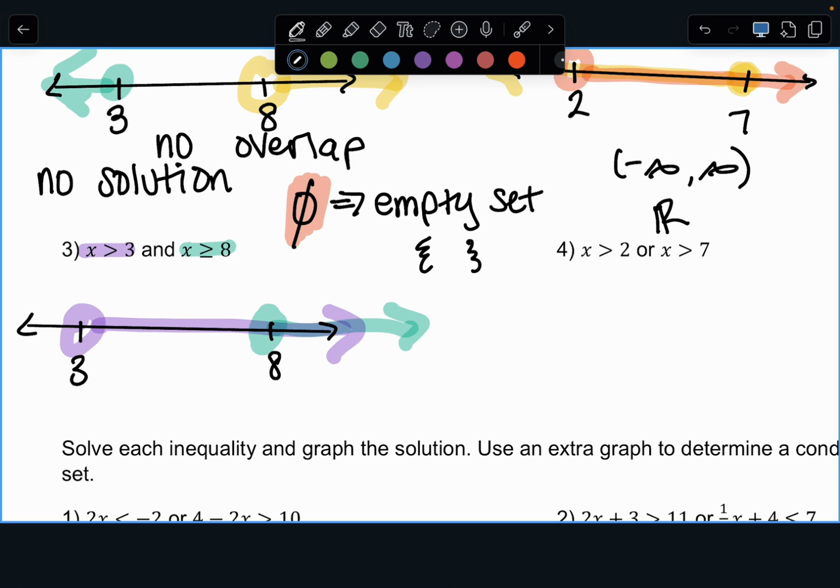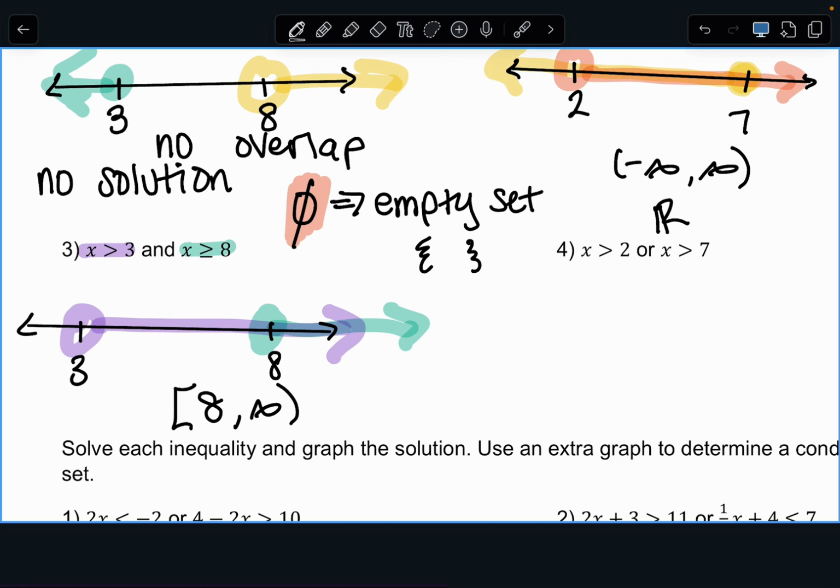Then we look at our word. This is an and. So do I need just one color or do I need both colors? You need both. Okay, where do both colors start? At 8. When do both colors stop? Infinity. Is 8 included? Yes. It's included because there's a closed circle and the purple's going through it. If that was an open circle there, it would not be included. Okay? So 8 to infinity.